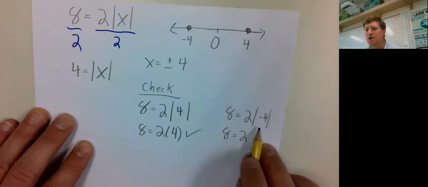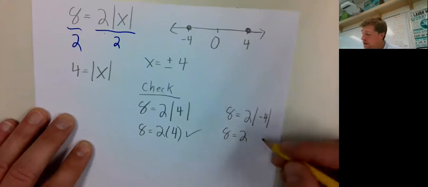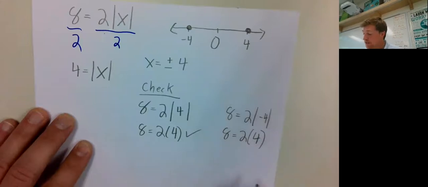And then over here, 8 equals 2. What's the absolute value of negative 4? What's the distance that negative 4 is from 0? It's just 4 steps. So I'm going to leave that as a positive 4 in parentheses. And I got the same thing here. 2 times 4 is 8. Check, we're done.